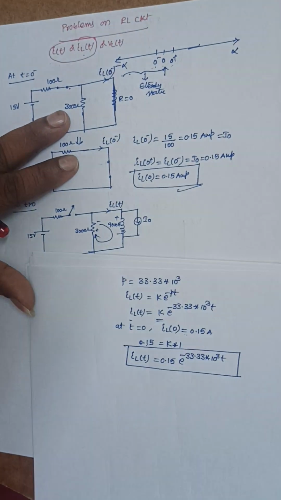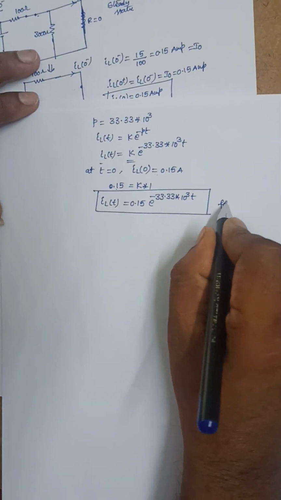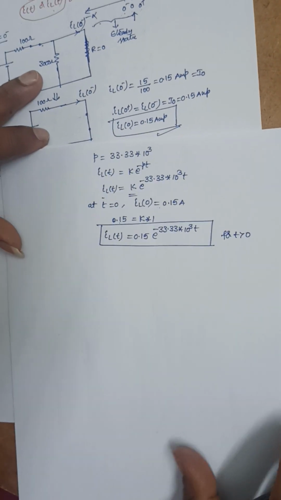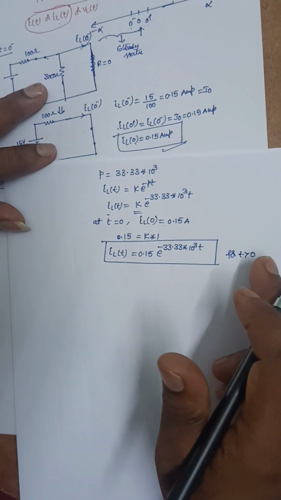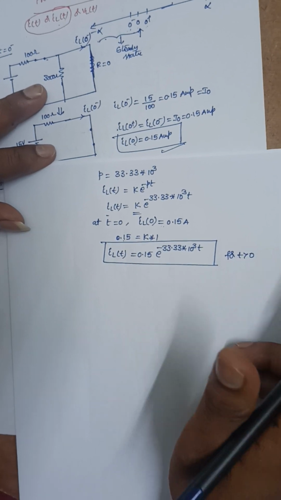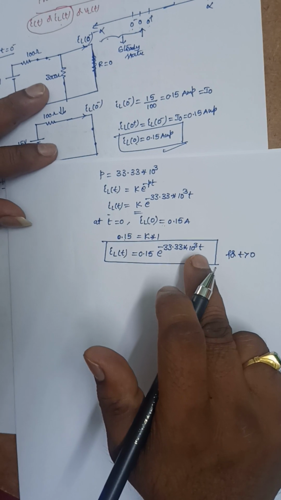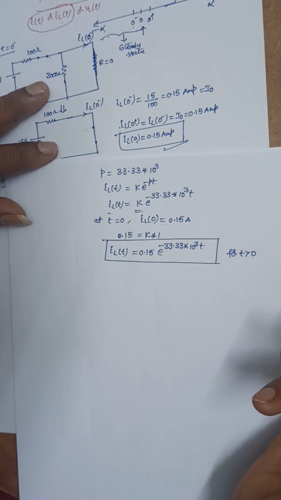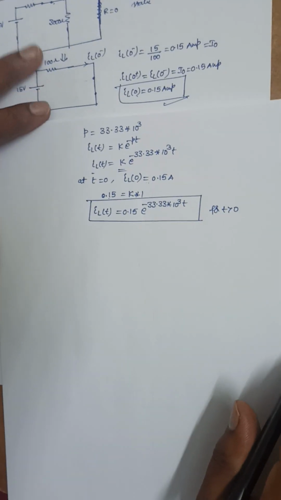Next thing here is VL of t. We need to find the value of VL of t for t greater than 0. That means we can find the current through the inductor at any time after the switching action at time 0. We can find it at t is equal to infinity, at 3 seconds, 4 seconds, 20 seconds, whatever the time may be, using this expression.